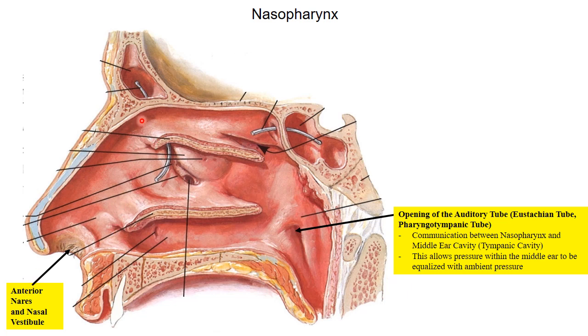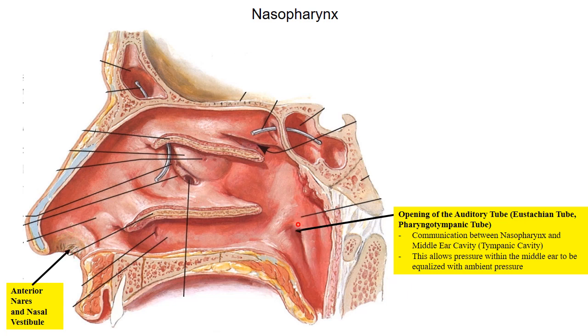This giant chamber right here is the rest of the nasal cavity, and it's formally referred to as the atrium of the nasal cavity. So the nasal cavity is quite large. What we normally think of as the nose is really just the nasal vestibule. It's a relatively small space.